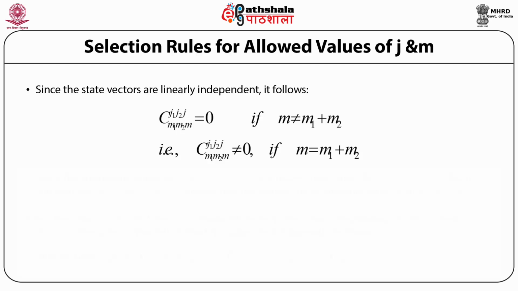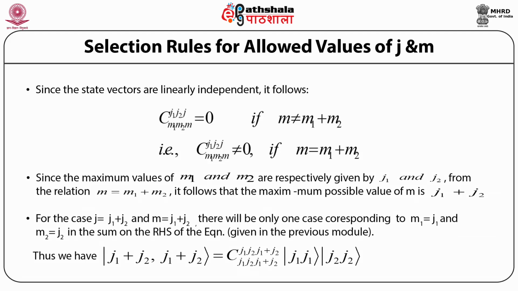Now, since the maximum values that m1 and m2 can take are j1 and j2 respectively, and m1 will take values from minus j1 to plus j1 including 0, that means 2 j1 plus 1 values, and similarly m2 will take values from minus j2 to plus j2 including 0, that means 2 j2 plus 1 values. Therefore, from the relation m is equal to m1 plus m2, using the maximum values that m1 and m2 can take, we get the maximum possible value of m as j1 plus j2.